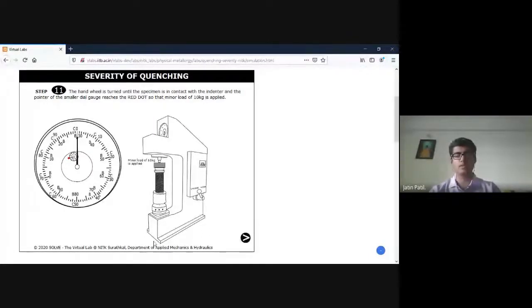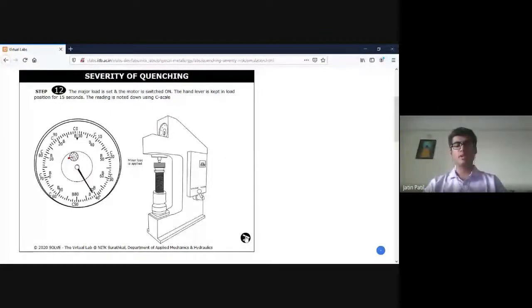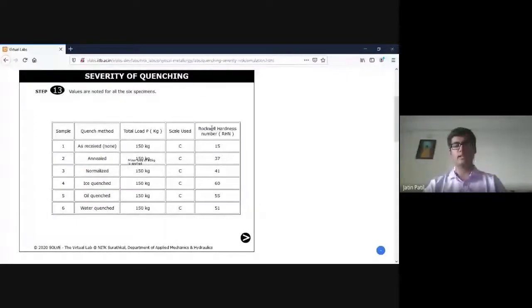which is given over here, we then adjust the major load of the scale. Once the major load is adjusted, then we proceed to pull the lever and we apply the load for 15 seconds. Once we reach 15 seconds, we pull the lever again and release the load. These are the obtained hardness numbers after testing it under Rockwell hardness C scale.